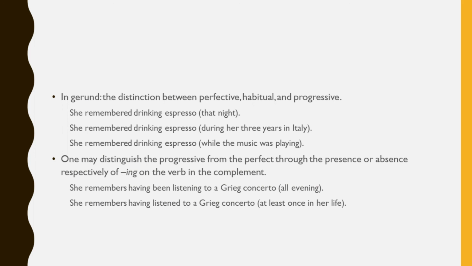While the gerund is in the perfect form, however, one may distinguish the progressive form from the perfect through the presence or absence, respectively, of -ing on the verb in the complement. For example, she remembers having been listening to Grieg's concerto all evening. She remembers having listened to Grieg's concerto at least once in her life. Once again, actual use may blur the distinction here, just as the distinction between 'I have lived here for 10 years' and 'I have been living here for 10 years' lies more in what is implied than what is necessarily expressed by the forms themselves.